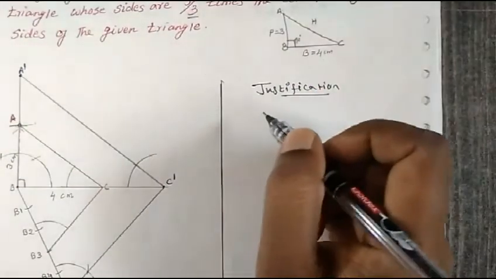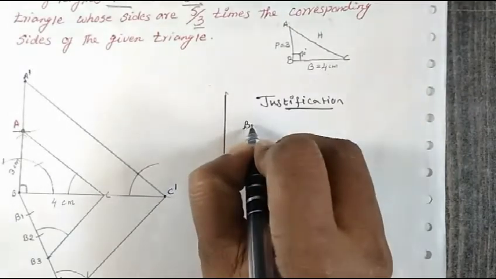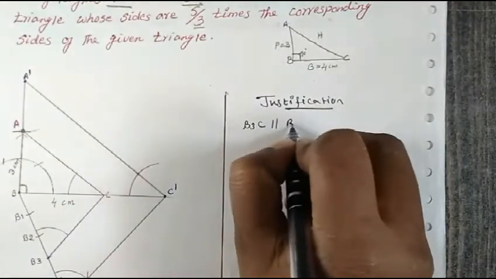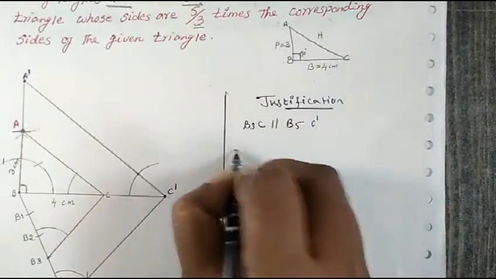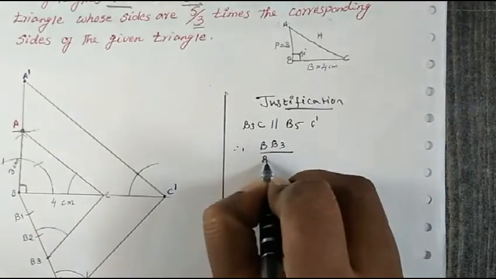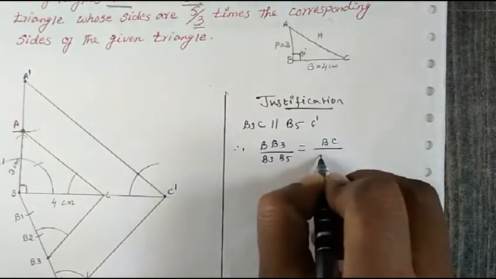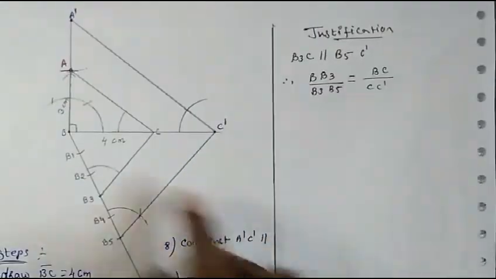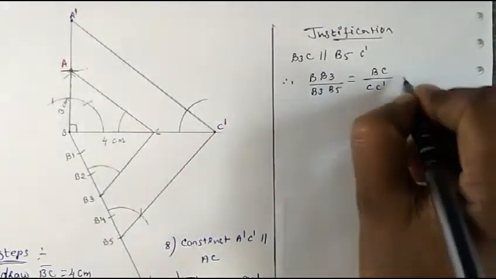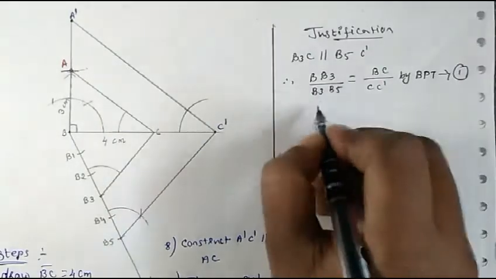Same procedure for all the sums. Exercise 11.1, for all the sums you have the justification, same method. So B3C is parallel to B5C dash, therefore B3 upon B3B5 will be equal to BC upon CC dash. Same thing what I have explained to you, by basic proportionality theorem. We consider this equation 1.